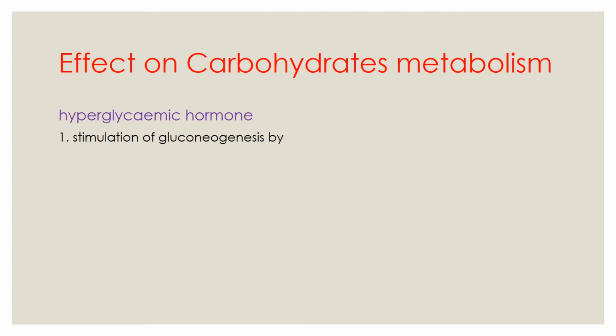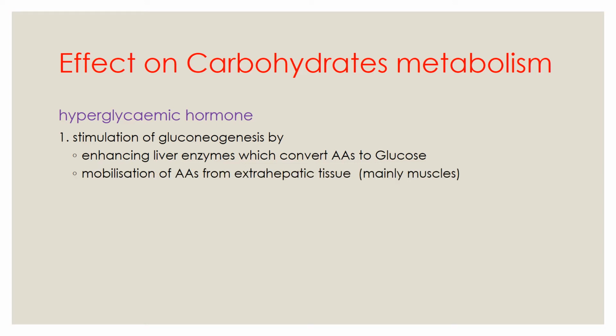Cortisol causes stimulation of gluconeogenesis, which is formation of new glucose by the liver, and this is through different mechanisms. First of them is by increasing and enhancing the liver enzymes which convert amino acids to glucose. At the same time, it causes mobilization of amino acids from extrahepatic tissue, mainly the muscles, which then can be used by the liver to synthesize new glucose.